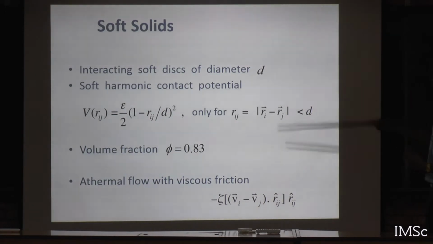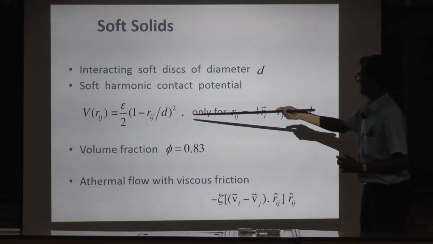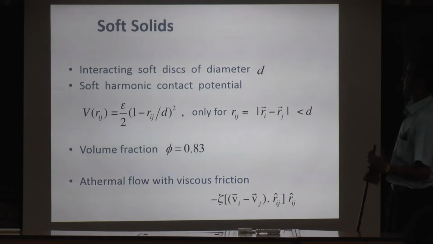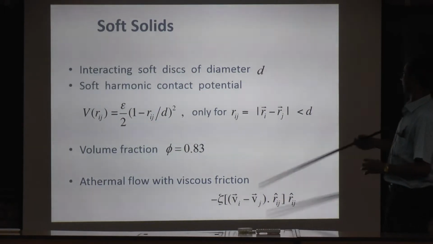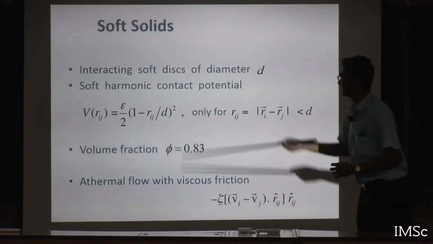It was a soft model in the sense that soft disks in 2 dimensions have a contact potential. They will interact only if they touch and press against each other. If they don't touch, there is no interaction. So it's harmonic, you can see.